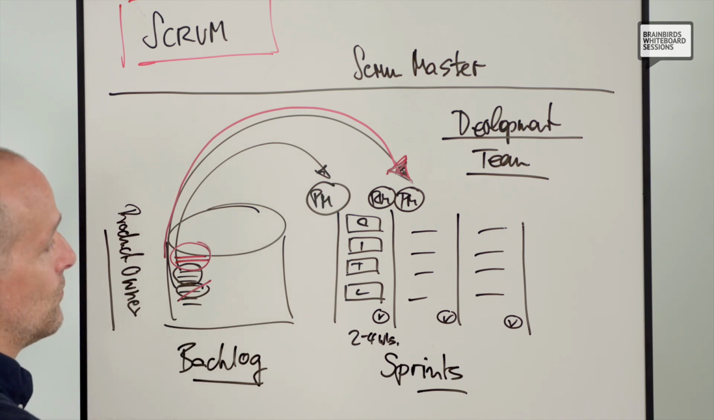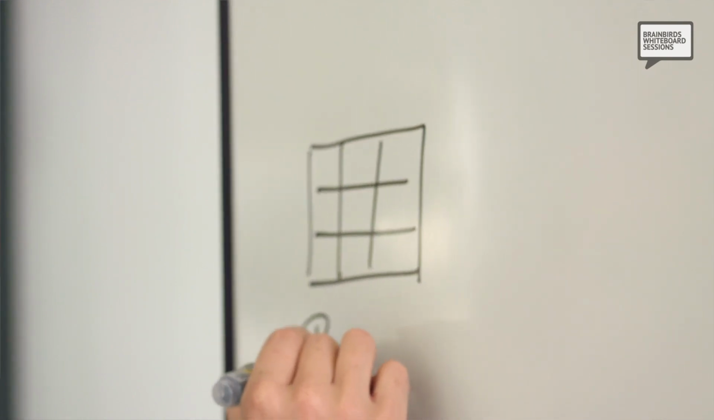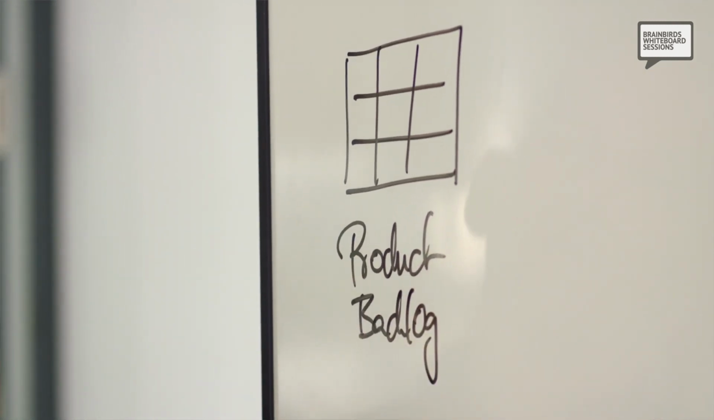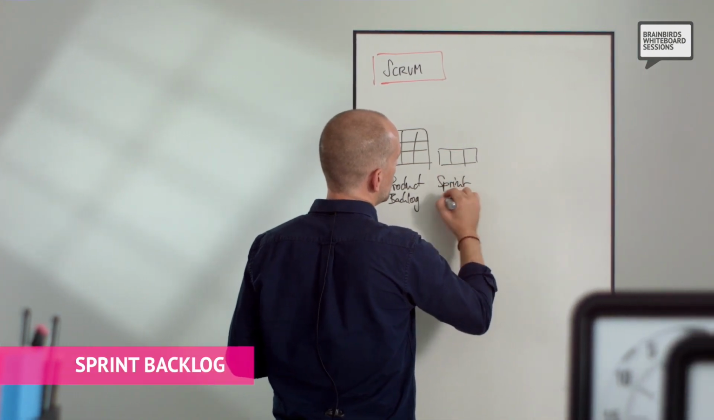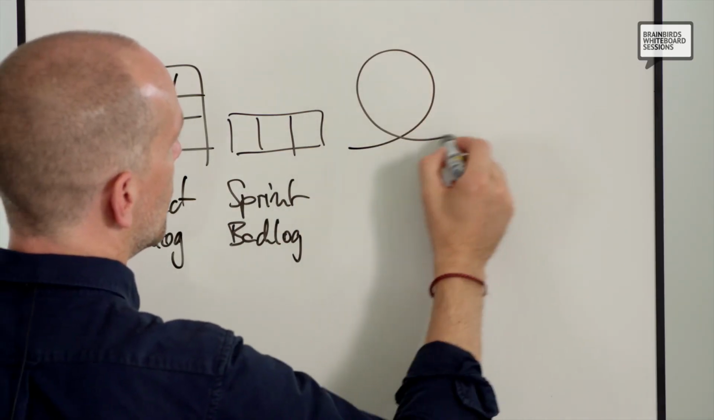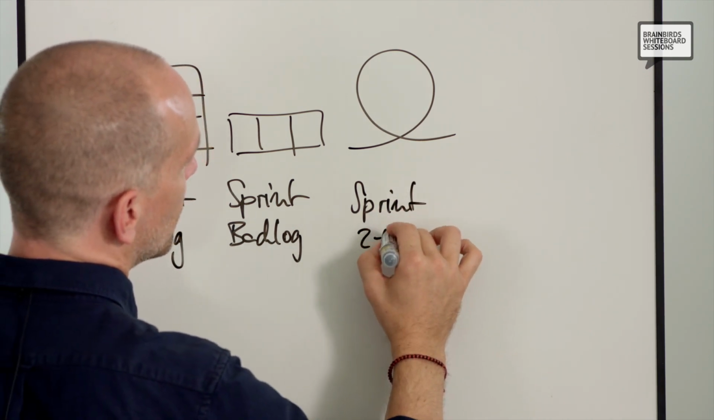In addition to this picture of Scrum, there's another visualization that focuses more on a specific sprint. We have the product backlog, where we have features and ideas that we want to implement. And then we pull from this product backlog the so-called sprint backlog, which is the features that we want to implement in the specific sprint. And then we do the sprint, where implementation takes place, and this typically takes 2 to 4 weeks.